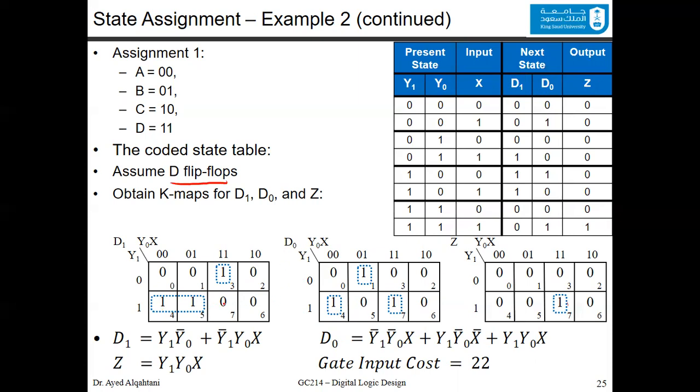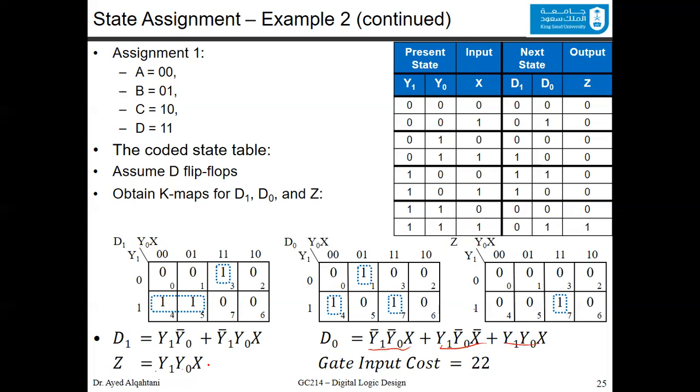And from these, you can find the Boolean equation. For D1, you will have Y1 and Y0 bar, and from this one, we have y1 bar, y0, x. For D0, we have 3 terms. Each one of them will have 3 variables, and you can check them. And the last one, Z, we have only this one, which is y1, y0, x.